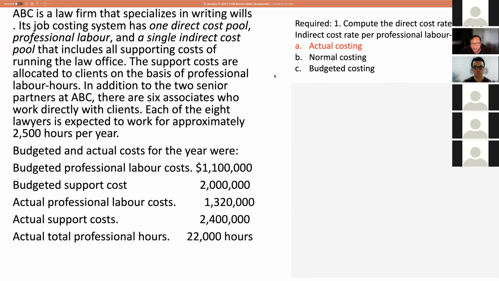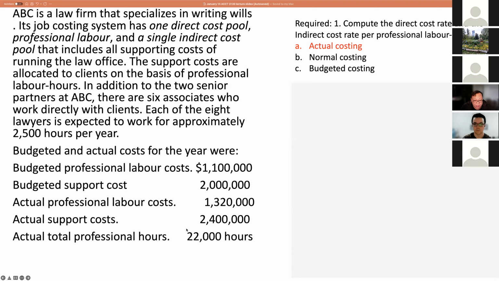The first requirement is to compute the direct cost rate and the indirect cost rate per professional labor hour. So you are calculating the cost rate, right? And what's the cost base here? Does anyone know which base we are using? Muhammad? Samarin? Labor hours. Total professional labor hours. Yeah, good.